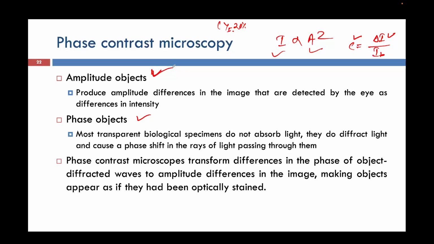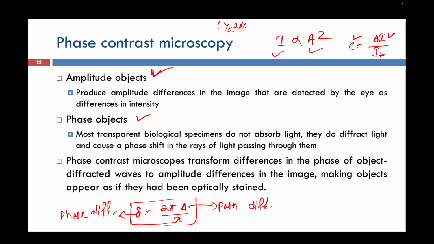Phase objects do not change the amplitude, they just change the phase. They diffract light and change the phase. The phase is associated with the path difference, right? The phase difference is given by 2 pi delta by lambda, where delta is the path difference. So this is the phase change formula.